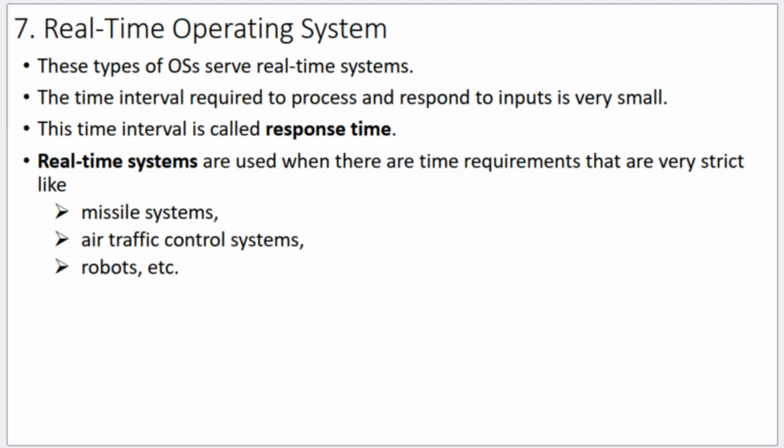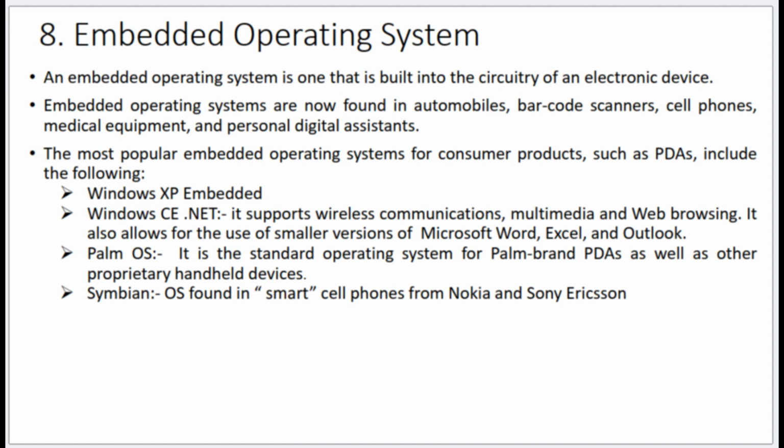7. Real-time operating system: these types of OSs serve real-time systems. The time interval required to process and respond to inputs is very small. This time interval is called response time. Real-time systems are used when there are very strict time requirements, like missile systems, air traffic control systems, robots, etc.